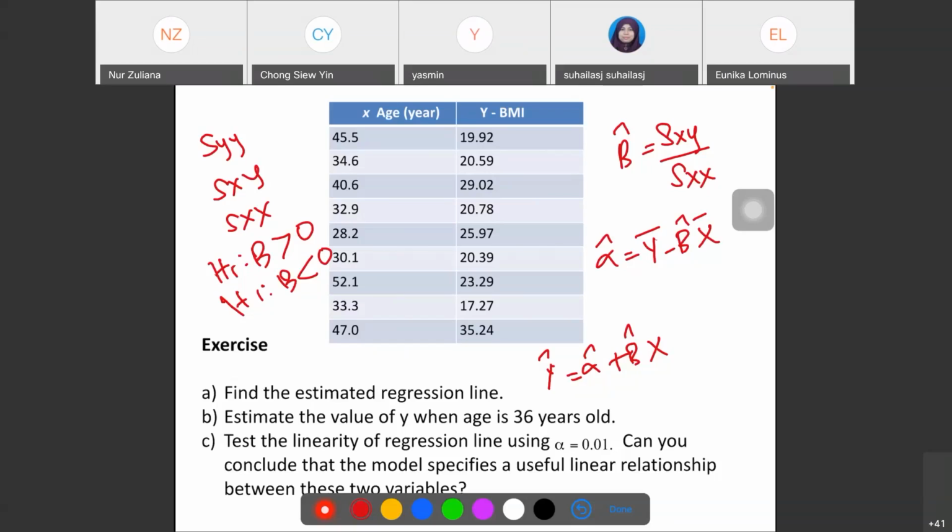If you're already done, find your alpha and beta. You just write it in the chat message.